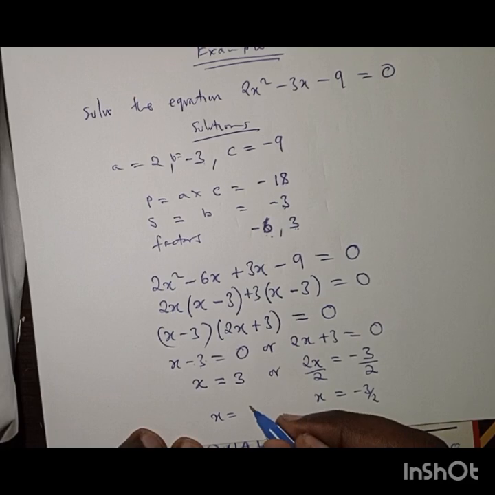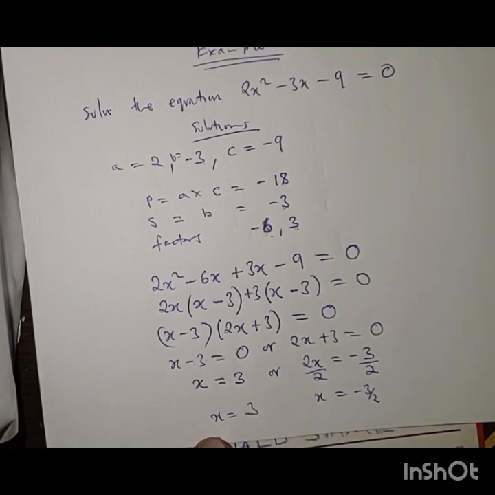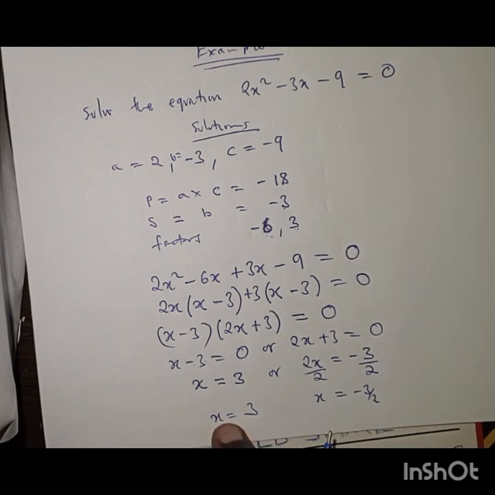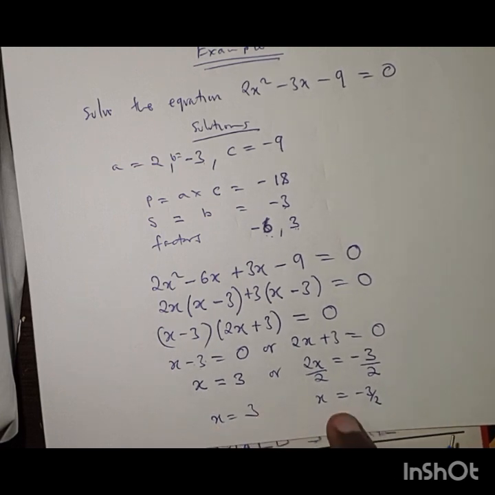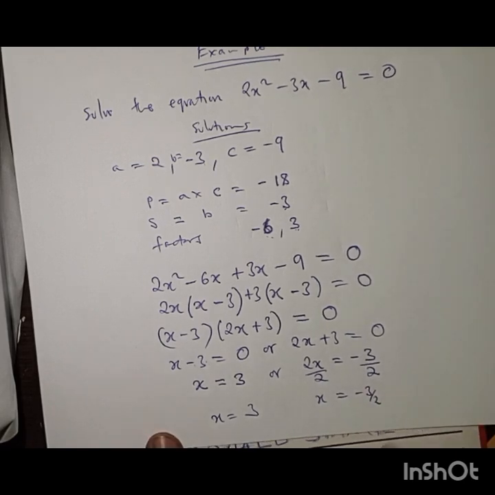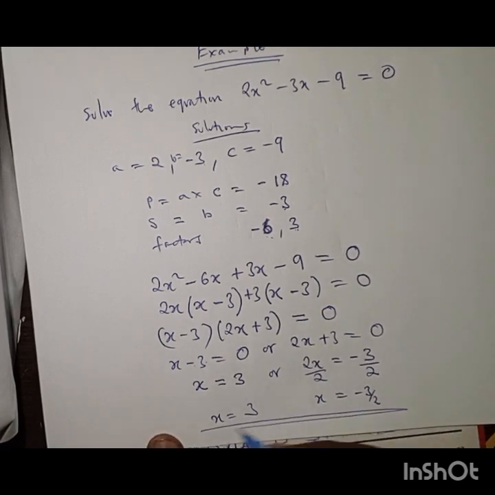So we have two values of x. So for a quadratic equation, solutions should be 2. There are 2 solutions, I mean. Okay, so we have x is equal to 3 and x is equal to negative 3 over 2. So those are the 2 solutions of x.